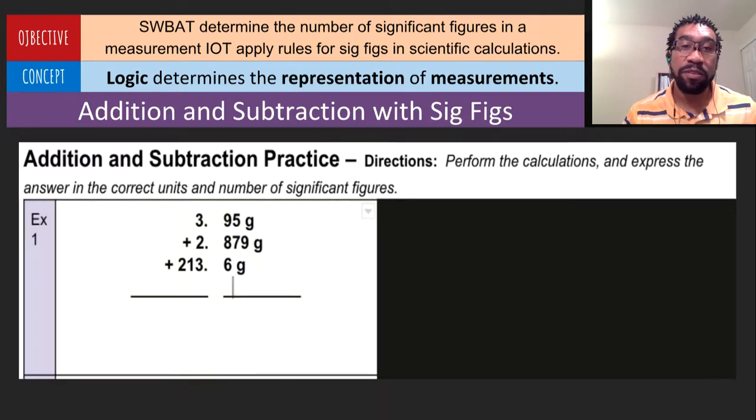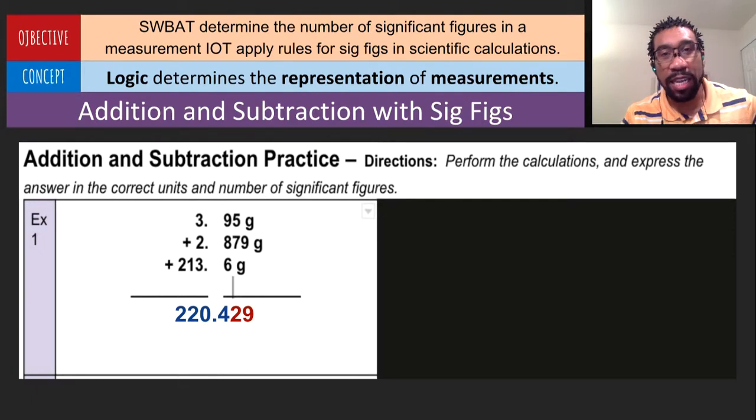Our first example, we have 3 measurements that we're going to calculate in series: 3.95 grams plus 2.879 grams plus 213.6 grams. We're just going to go ahead and add these numbers together. When we do that, this is what the calculator will give us: 220.429. Now, why do I have those last 2 numbers highlighted in red?